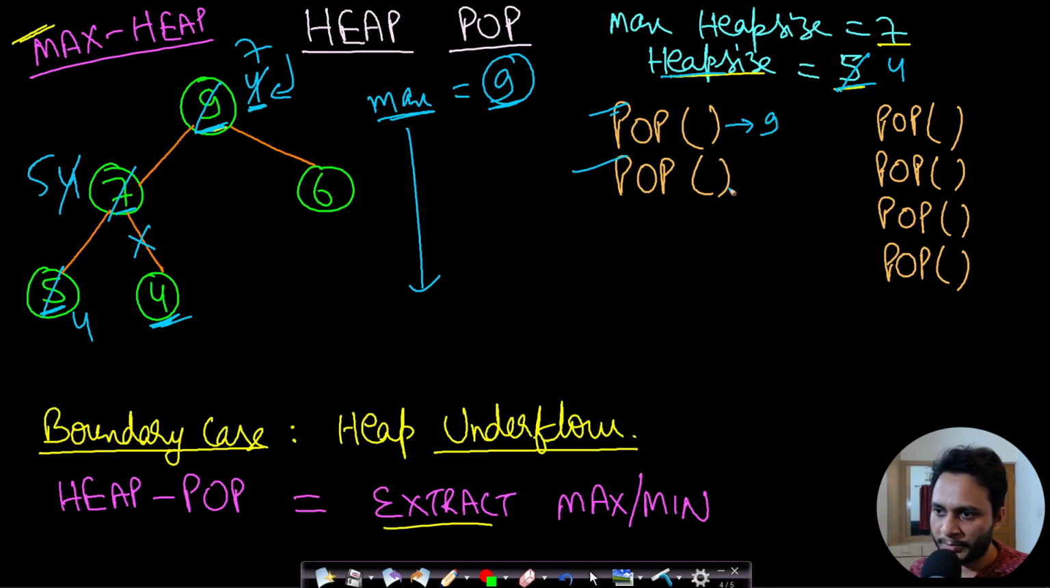Let's apply this pop operation again. First we check for the underflow case. Heap size is 4, which is greater than 0, so obviously we can take out an element. Now what is the maximum element? The maximum element is 7, so this max variable will store 7, right? The next step is to copy the last element, which is this 4, to the root. So 4 will be copied here, and 4 is now the root element. We decrease the heap size by 1, so heap size will now become 3.